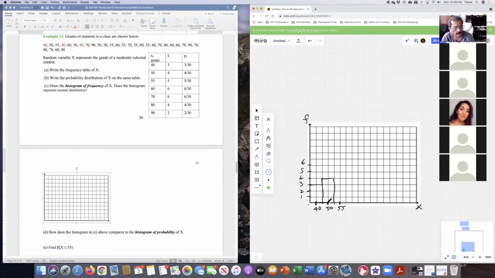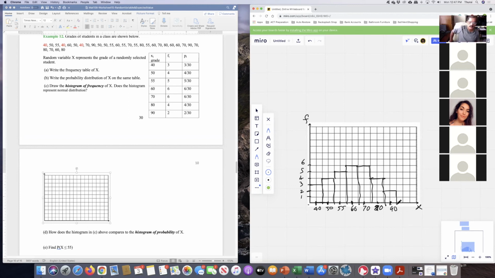So 55 has 5, so that's the bar for that. And 60 next, and we have 6. And 70 next, and I have 6 again. 75, no, 80, sorry, 80, you have 4. And 90 has 2. All right, so that's it, that's your histogram.